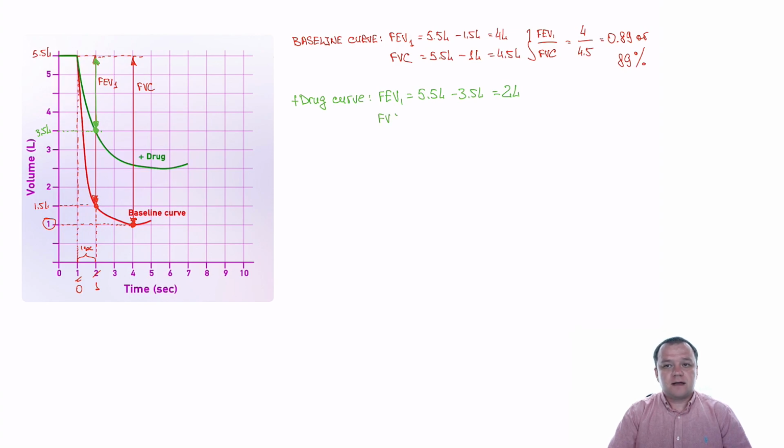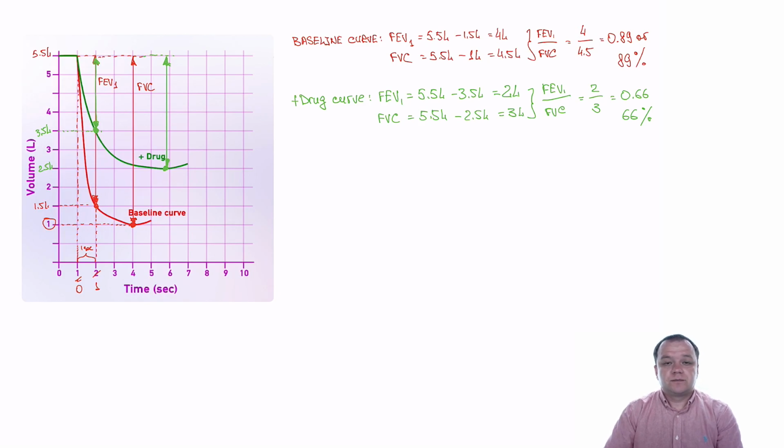Now let's calculate FVC. We'll go to this point on the green curve, and this difference is FVC. Basically, we have 5.5 liters minus the volume at this green point, minus 2.5. And this equals 3 liters. What about the FEV1 to FVC ratio? It will be equal to 2 over 3 liters, or 0.66, or 66%.